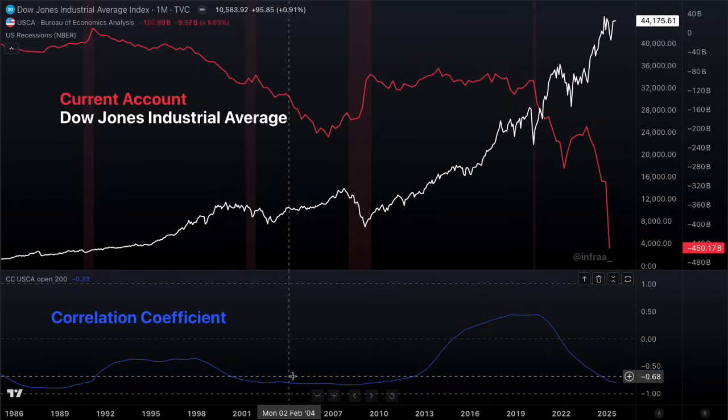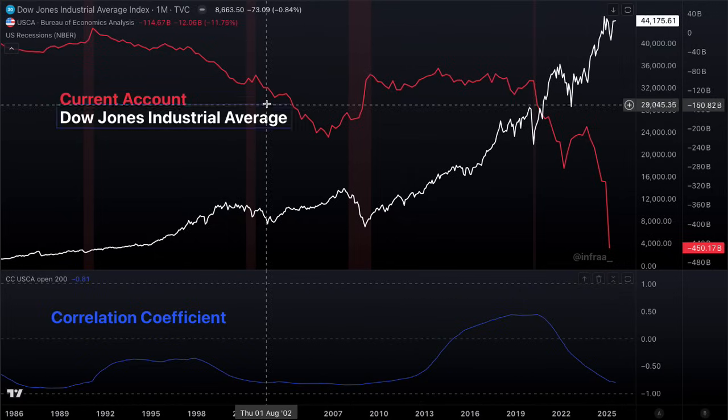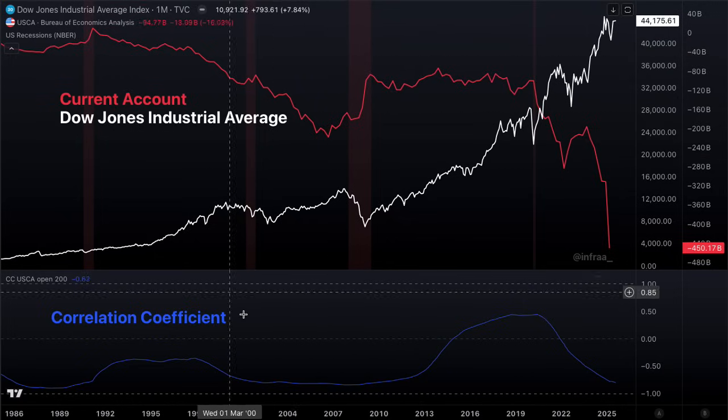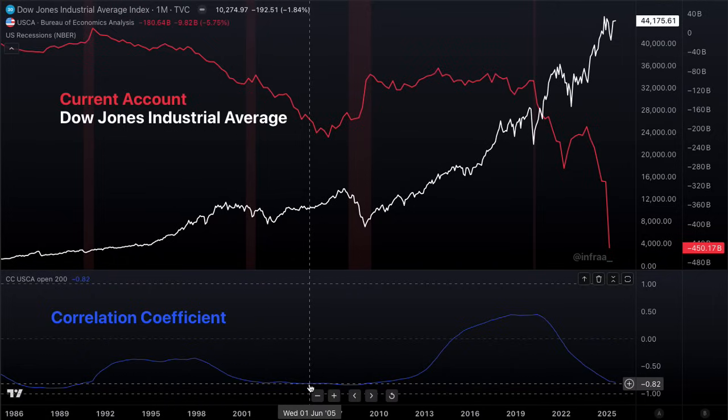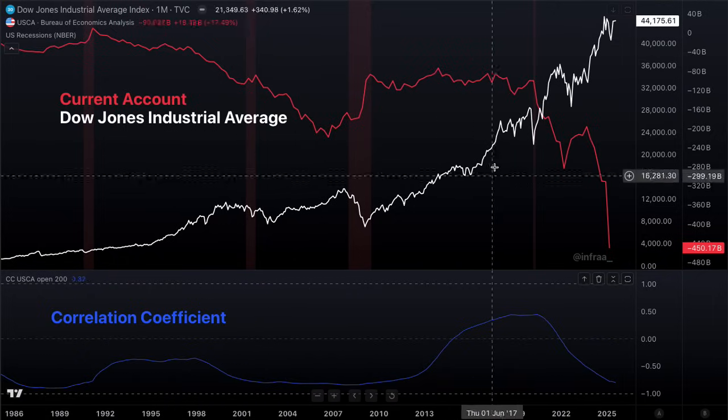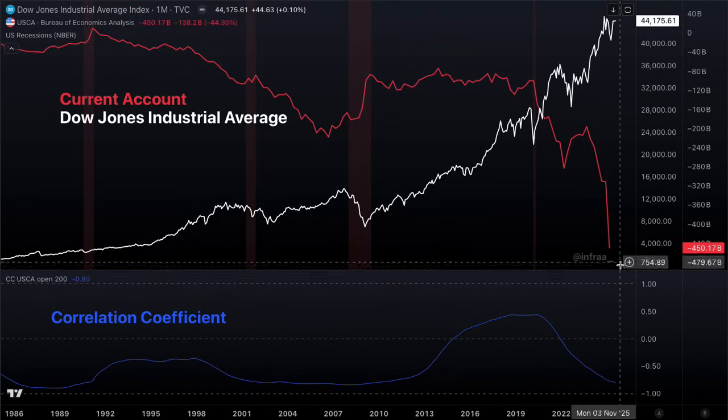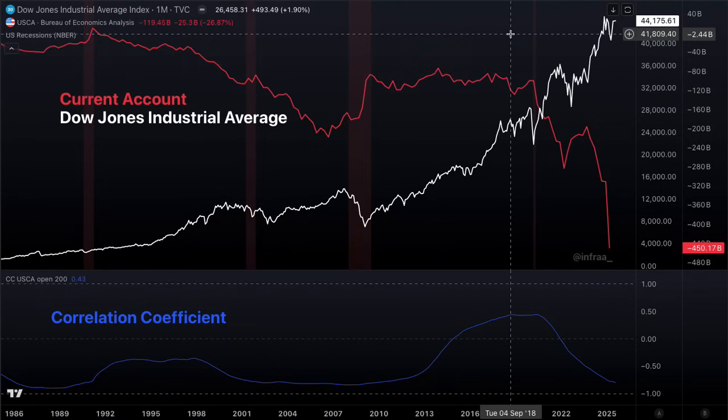And then during this period of time in the early 2000s, as the trade deficit was widening and globalization was really picking up, we can see it had a very, very strong negative correlation of 0.82. What this means, as the trade deficit gets worse, the stock market goes up. That is the correlation between the two.